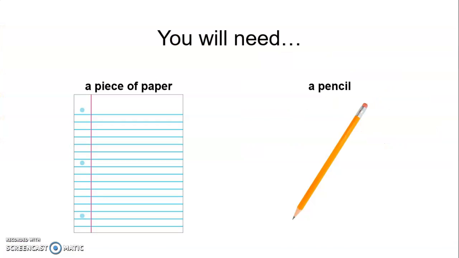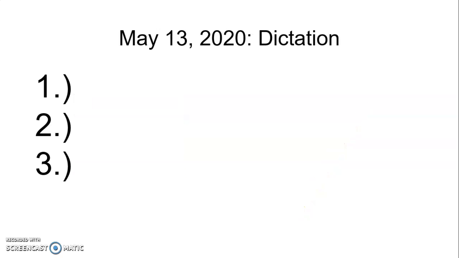So for the first activity, you will need a piece of paper and a pencil. On your paper, you will write the date, May 13th, 2020, dictation, 1, 2, 3. I'm going to spell 3 words and you are going to write what you hear. Voy a deletrear 3 palabras, vas a escribir lo que escuchas.